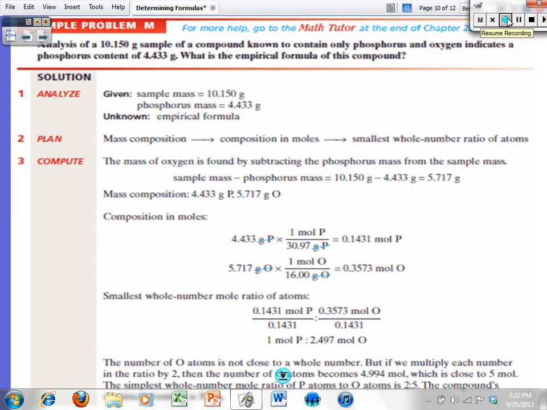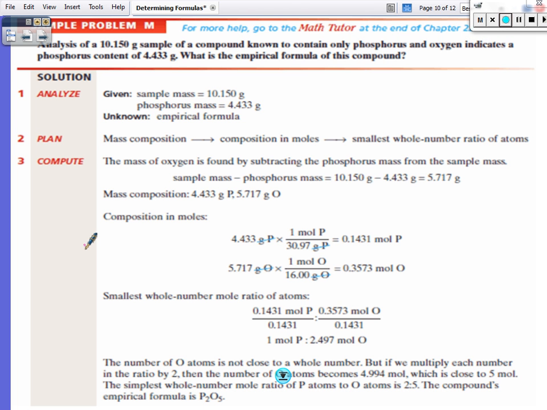We're going to work off sample problem M here, which is in your book. And in sample problem M, the only reason I want to show it to you really is first we're going to use it, but also if you look at their work, they find a mole ratio that comes from 1 mole of phosphorus to 2.497 moles of oxygen. That doesn't really give us a whole number.